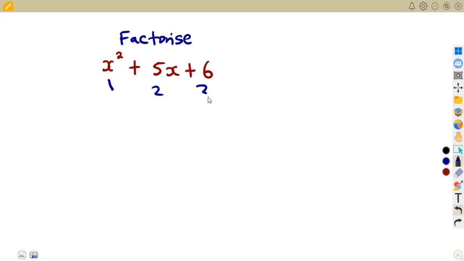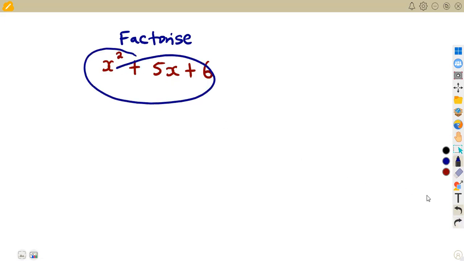We had a normal factorization of this nature where we are given x squared plus 5x plus 6. I told you that whenever you are asked to factorize this type of expression, this one, which is a trinomial, we've got 1, 2, 3 terms. So we've got 3 terms in this whole expression, which is a polynomial. This makes it a trinomial.